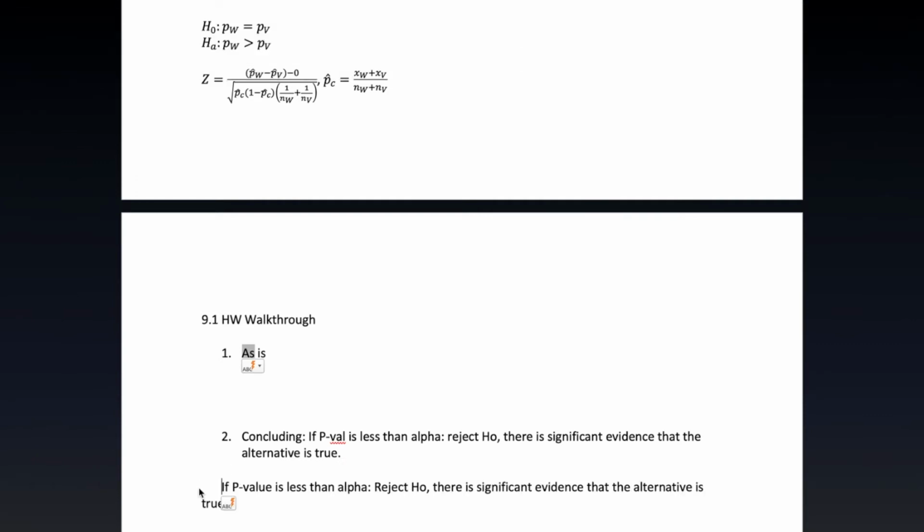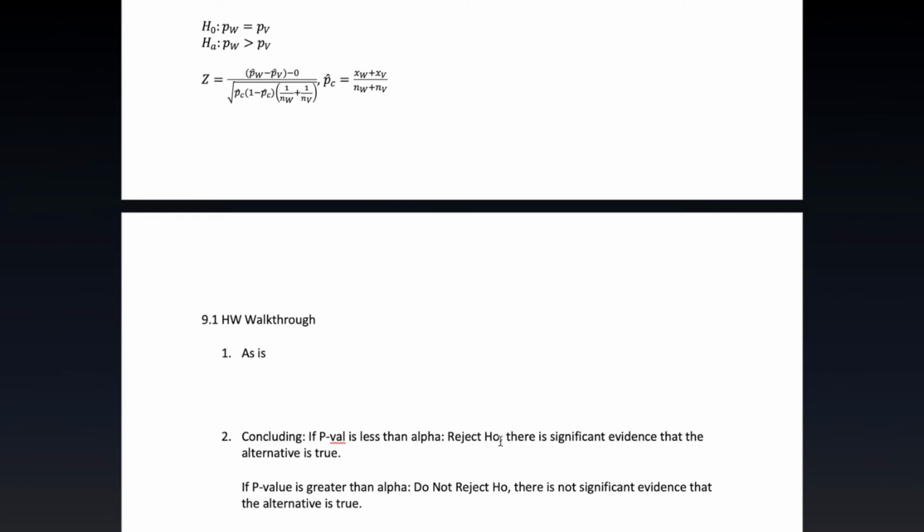So the other way we conclude is, of course, if the p-value is greater than alpha, then we do not reject H0 because there is not significant evidence that the alternative is true. So again, the idea is that we are either rejecting H0 or not rejecting H0. We're never saying that H0 is true. We're just saying we either have rejected it or we haven't rejected it.